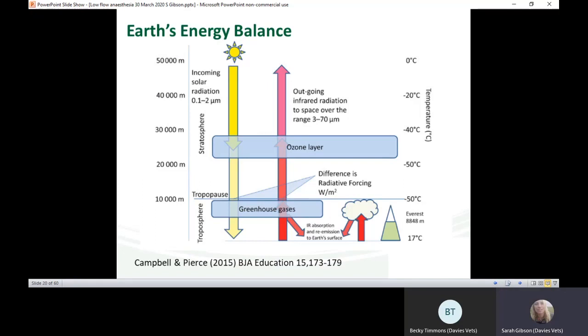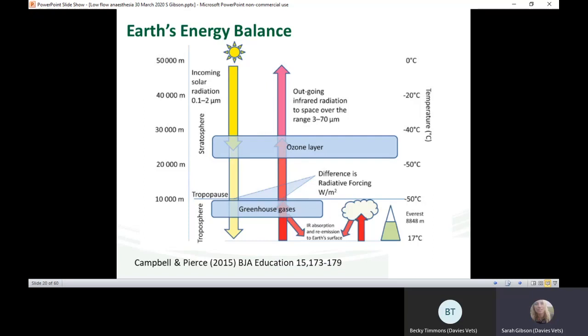So this diagram shows how solar radiation enters the Earth's atmosphere. So this is essential for life. It then gets emitted back out from the Earth's surface as thermal radiation. Greenhouse gases are a problem because they last in the atmosphere for a long time and they absorb infrared radiation that should be leaving the atmosphere and instead reflect it back to the Earth again.